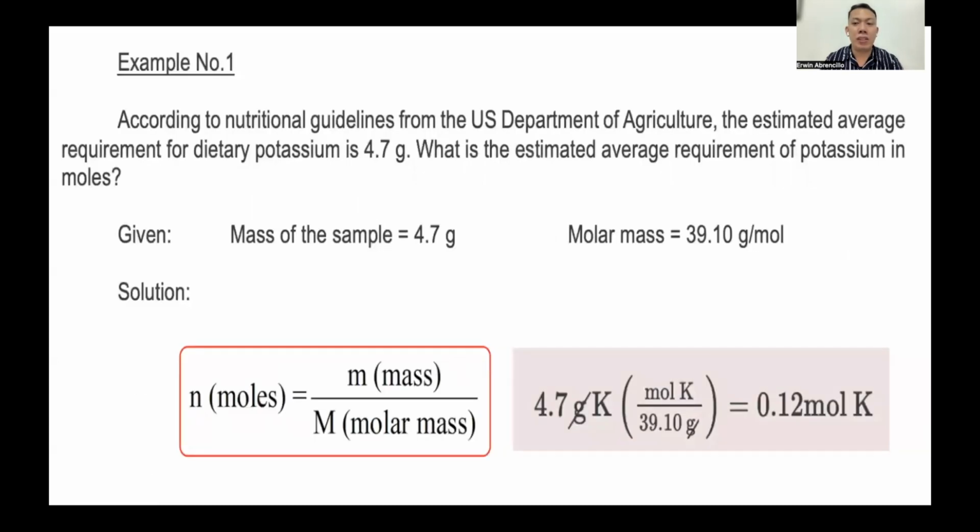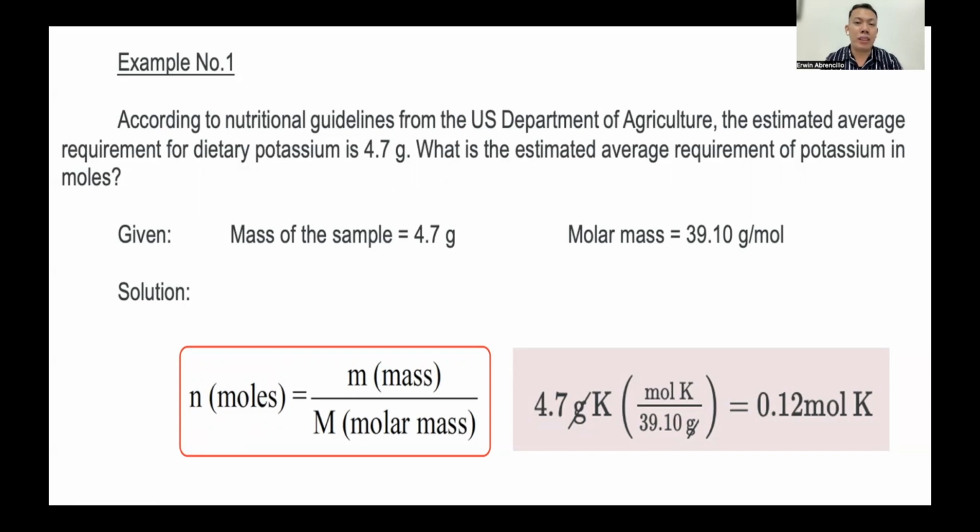So let us look into this example number 1. Let us have first the problem. According to the nutritional guidelines from the U.S. Department of Agriculture, the estimated average requirement for dietary potassium is 4.7 grams. What is the estimated average requirement of potassium in mole? So this is our problem now.